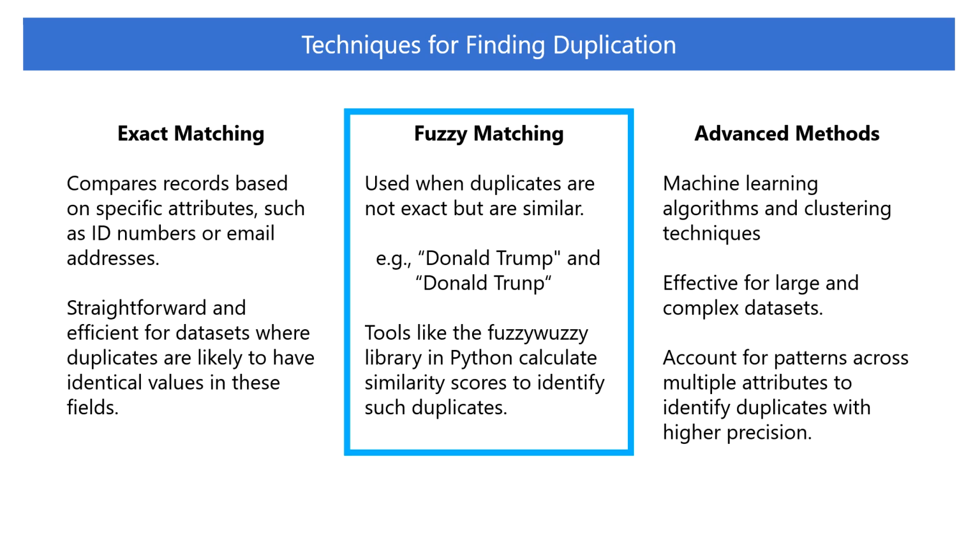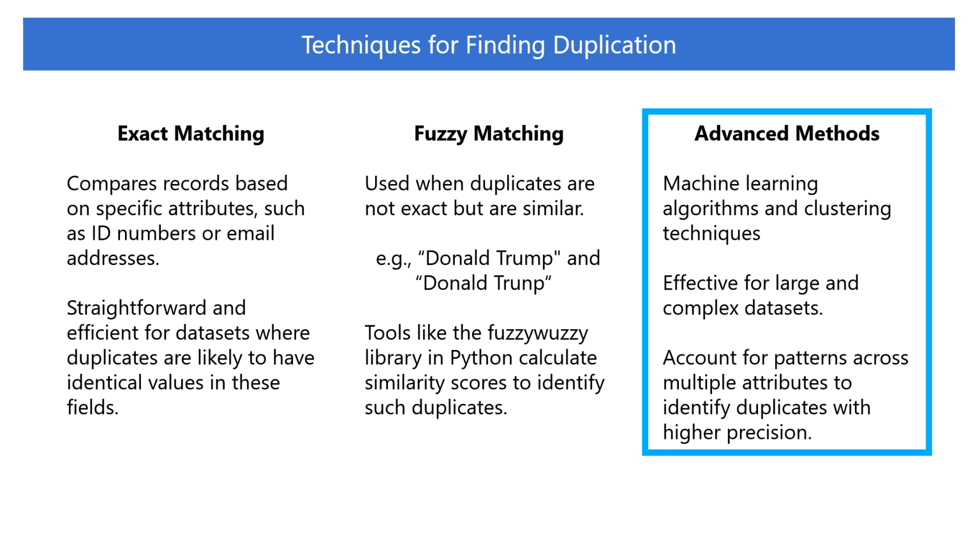Fuzzy matching is a technique that identifies potential duplicates by measuring the similarity between text values rather than requiring exact matches. It is used when duplicates are not exact but are similar. For example, Donald Trump and Donald Trump might refer to the same person. Tools like the fuzzywuzzy library in Python calculate similarity scores to identify such duplicates.